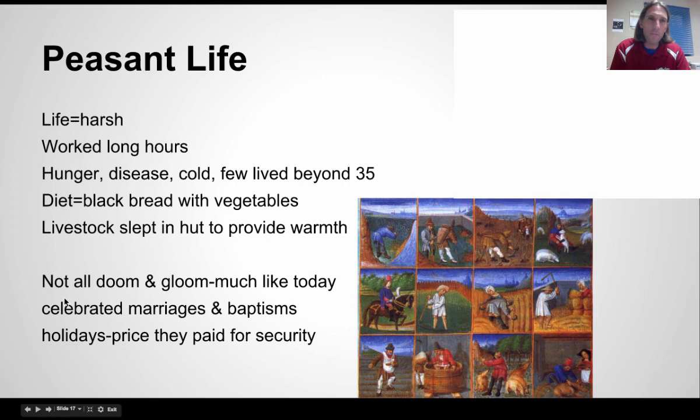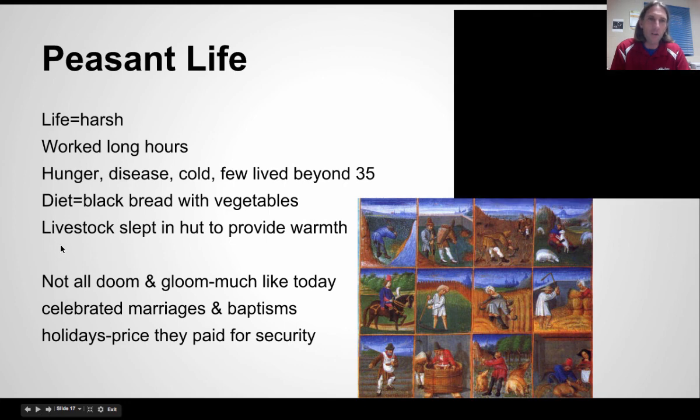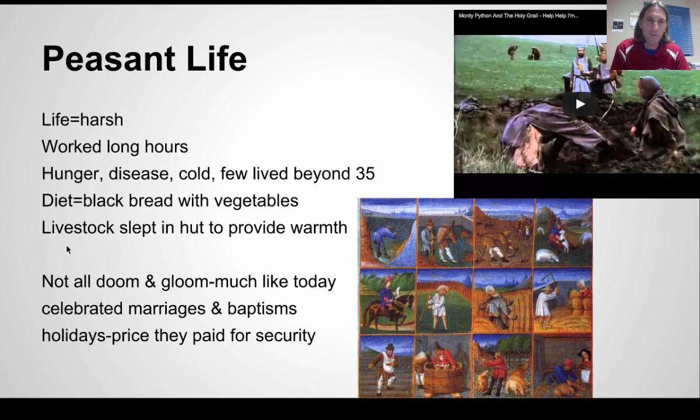So if we look at peasant life, life is harsh. They work long hours. They suffer from hunger, disease, cold. Few live beyond the age of 35. Their diet is pretty limited, although it is not all doom and gloom. Much like today, they get together, they celebrate marriages and baptisms and holidays, and that was the price that they paid for.